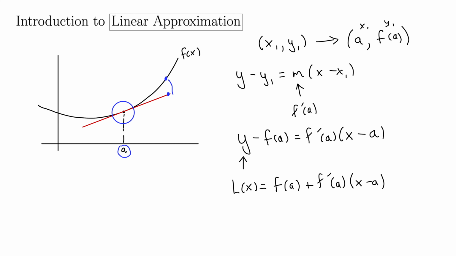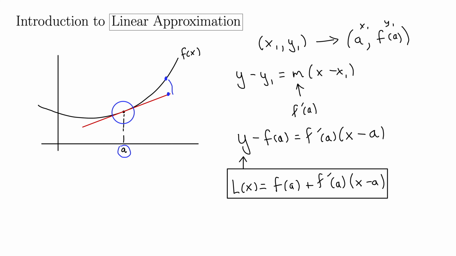This here is our linear approximation at the point x equals a. It will be a really good approximation when x is close to a, and the further off from a we get, the worse of an approximation this will be. So these are really good for local approximations, but they start to give a lot of error once you get further and further away from the point x equals a.